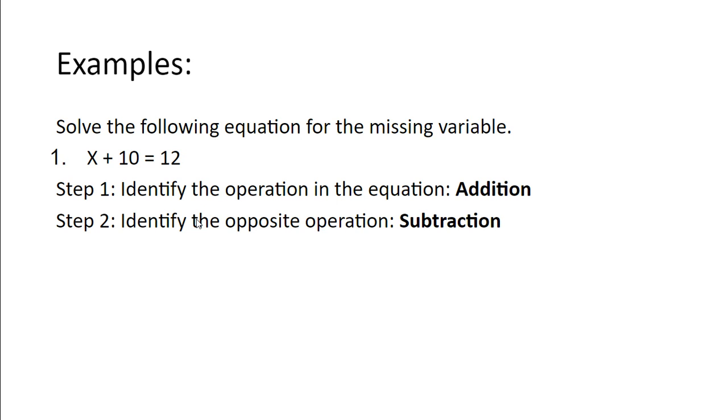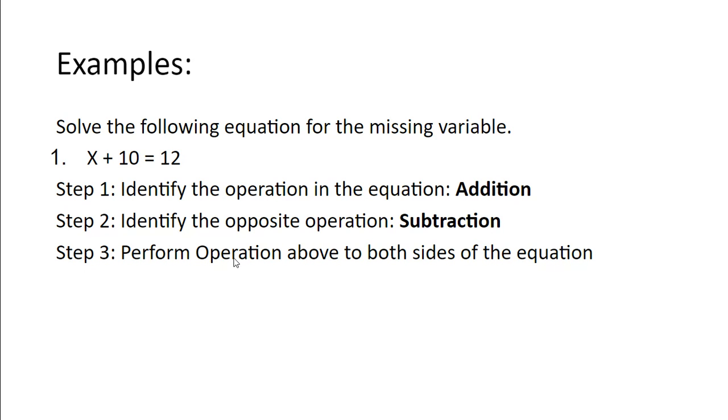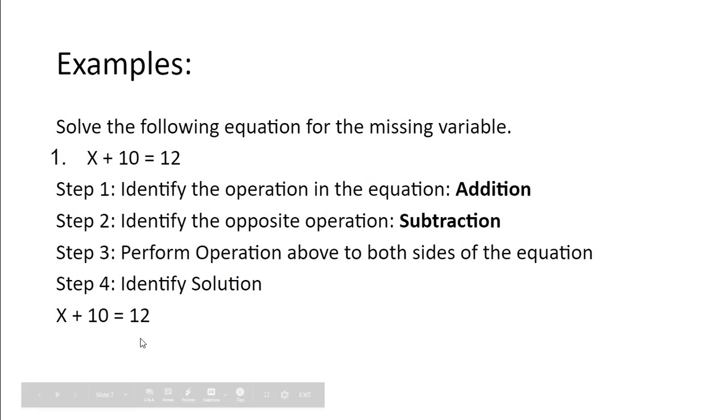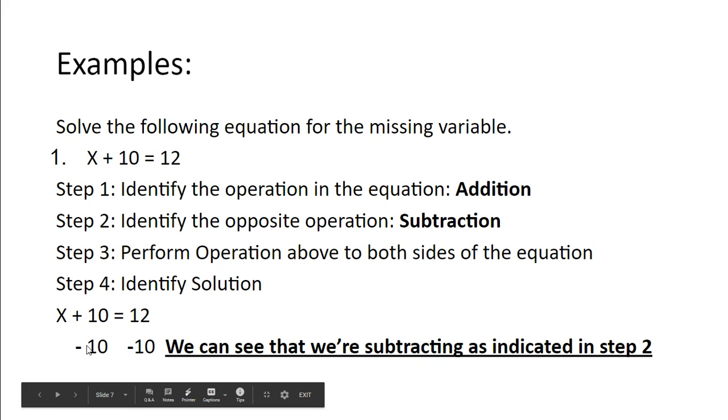Then the second thing you're going to do is do the inverse operation, identify that. So we have addition, so my inverse operation is subtraction. And now I'm going to do that operation and identify a solution. So I'm just going to show you the work for that underneath. I'm going to rewrite my equation. I'm going to subtract 10 from both sides. We can see we're subtracting as indicated in step 2, which is up here.